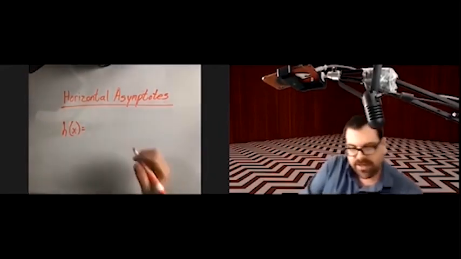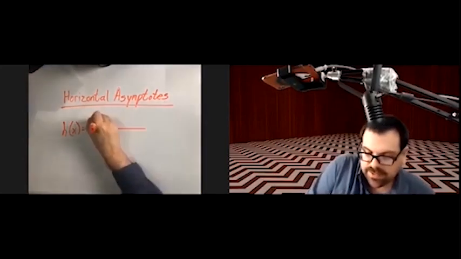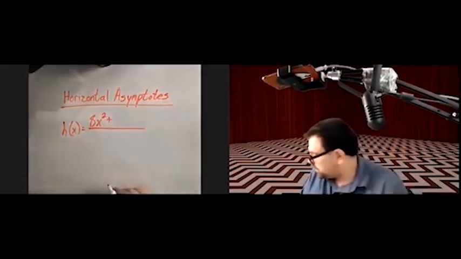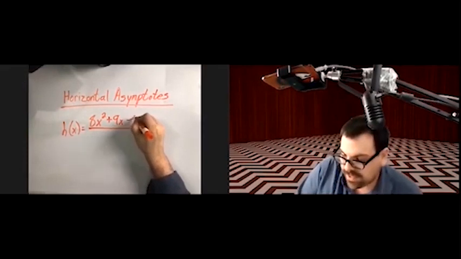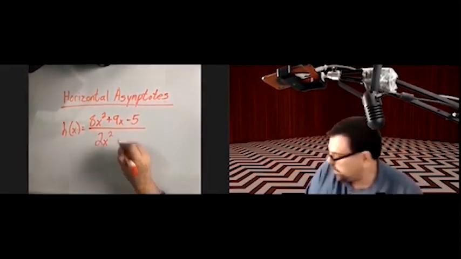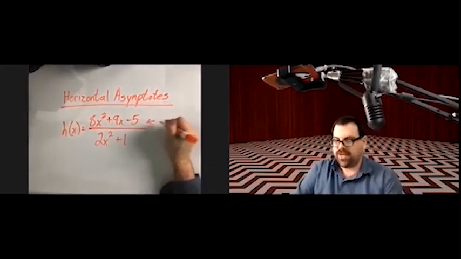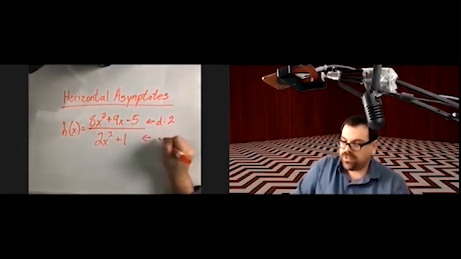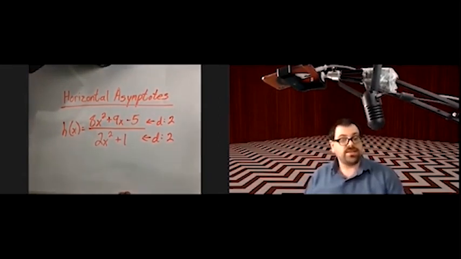Let's look at h of x. This is going to be 8x squared plus 9x minus 5 all over 2x squared plus 1. This one, like I said, is my favorite. The degree of the top is 2. The degree of the bottom is 2. Highest power of both is an x squared.